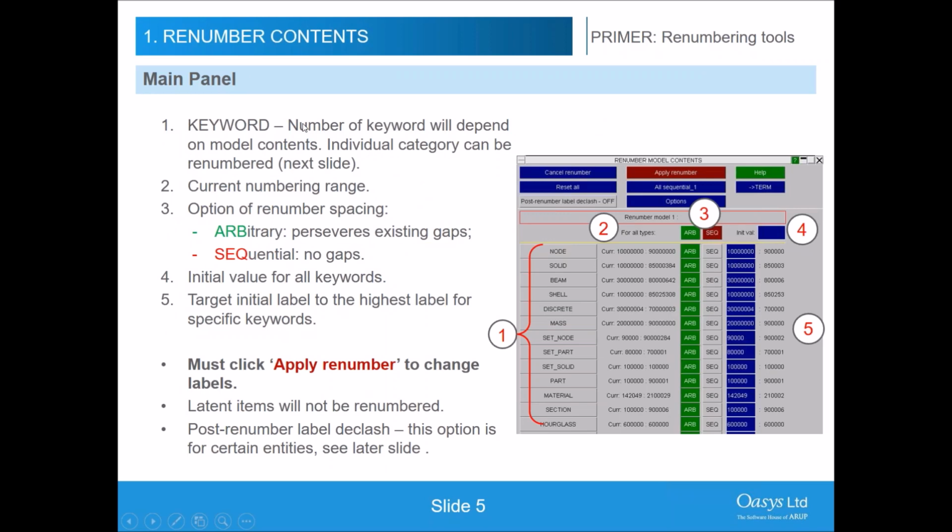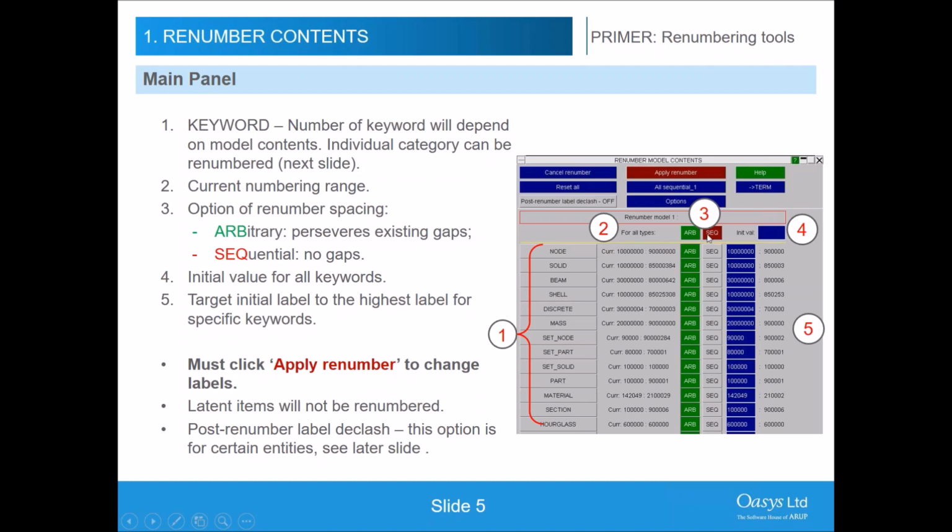So we've got the numbering content first. This is the panel you will see when you click on that button. And the number of keywords highlighted will depend on what content you have in your model. So if you don't have any set solids, there won't be a button for that option. And in the second column, you've got the current label ID starting from the lowest on the left, and then the highest on the right.